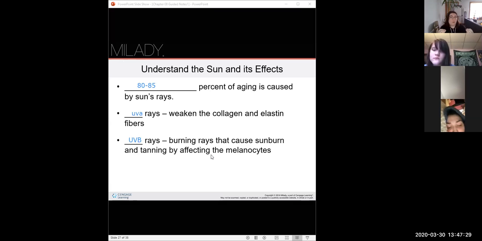The way you can remember this, UVA causes aging. They both cause aging, but UVA, with the collagen and elastin, causes aging, and UVB causes burning. UVB is tan. When you get tan, it's a UVB ray. And when you get sunburned, it's UVB.